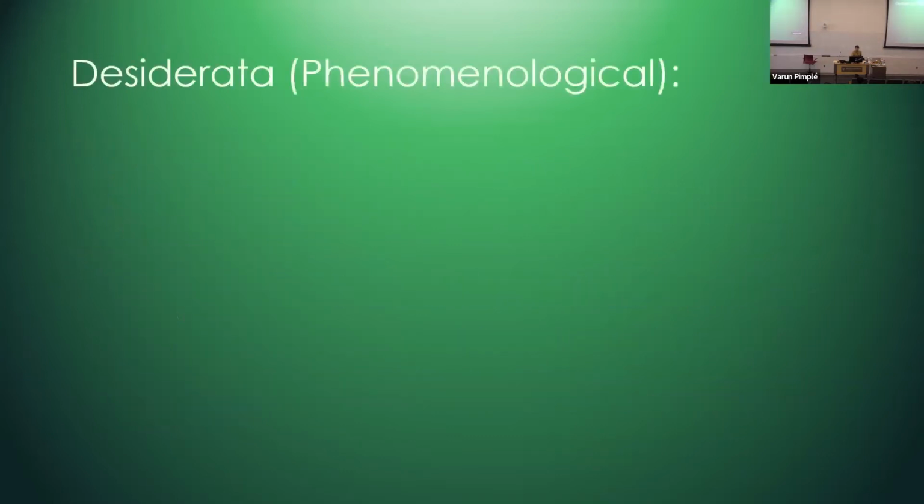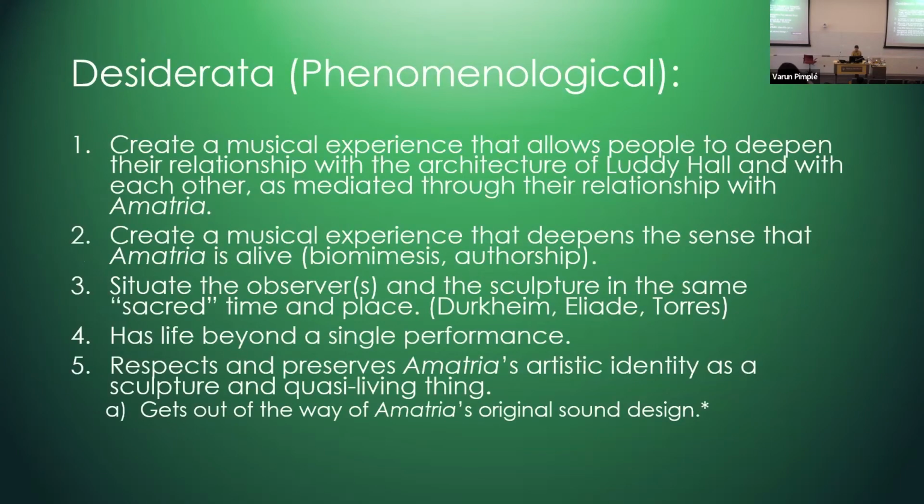So I came up with a few desiderata for the piece. Number one was to create a musical experience that allows people to deepen their relationship with the architecture of Luddy Hall and with each other as mediated through their relationship with Amatria. Number two is to create a musical experience that deepens the sense that Amatria is alive. Number three is to situate the observer and the sculpture in the same so-called sacred time and place, which is related to what we discussed earlier. And then numbers four and five are pretty self-explanatory: something that has life beyond a single performance, and something that respects and preserves Amatria's own artistic identity and the original sound design that came with it.